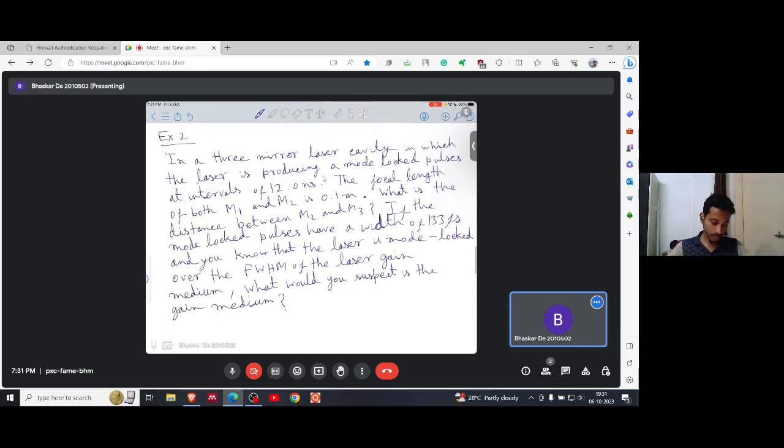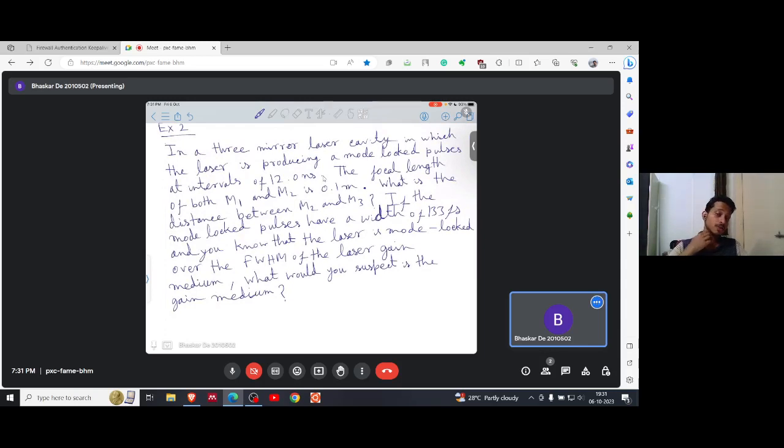Okay, so in this problem it is not a two mirror laser cavity. In general we have two mirrors like this and then there is the gain medium, but here there is a three mirror laser cavity. The diagram I will show later, but the gain medium is in between the three mirrors, in which the laser is producing mode locked pulses. So it is given that the laser is mode locked at intervals of 12 nanosecond.